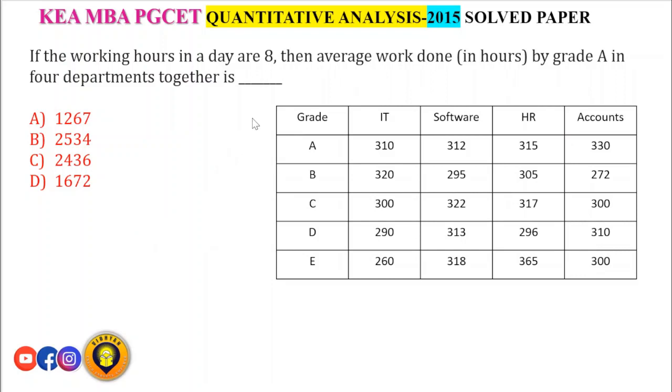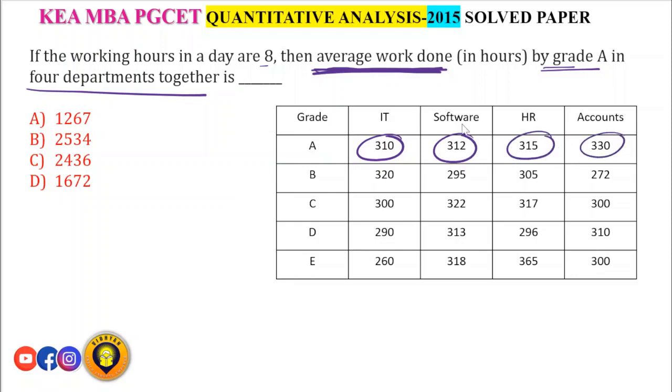If the working hours in a day are 8, then the average work done by grade A in 4 departments together. Average work done they have asked, not the total work done. Average work done by grade A in 4 departments if they are working for 8 hours a day. Total number of men working in grade A is how much?